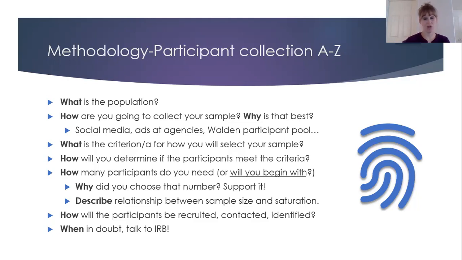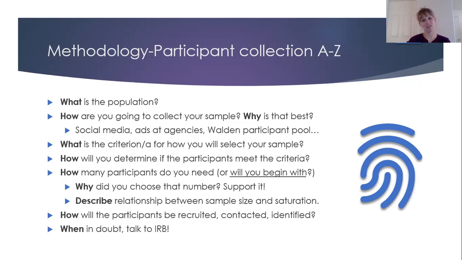Why did you choose that number? This you need to support with documentation. You need to have journals and statements that show that that number of participants is sufficient for this study. You need to describe the relationship between the sample size and saturation. You will need to talk about how the participants will be recruited, contacted, and identified.